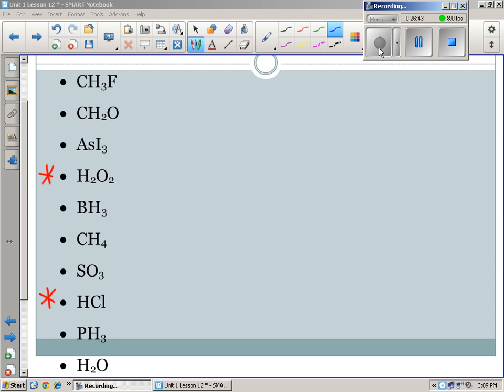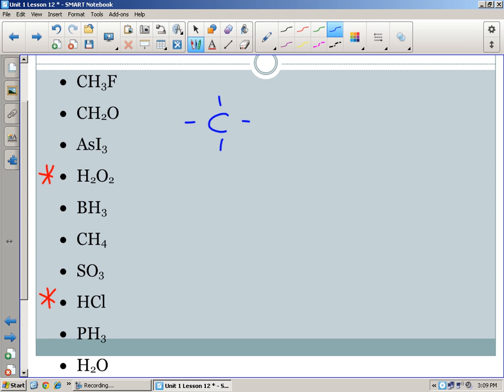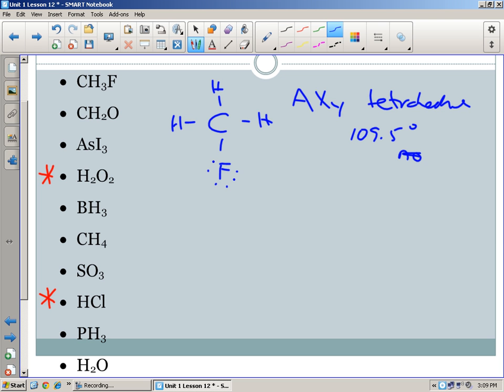Quickly, CH3F. That one, of course, is most certainly AX4, tetrahedral. This is 109.5, and most certainly polar, because all the X's are not the same.